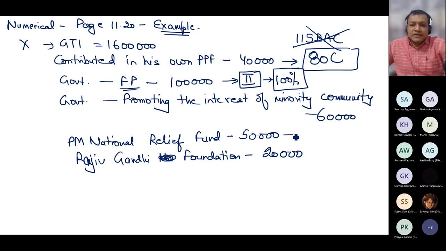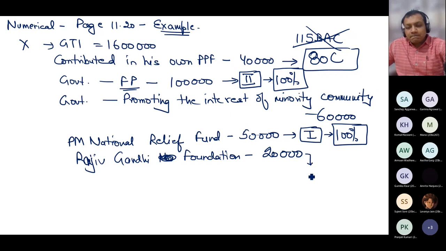PM National Relief Fund. Category 1 or 2? Category 1. Percentage? 100. Very good. Rajiv Gandhi Foundation. Category 1 or 2? Category 1, 50%. Very good.